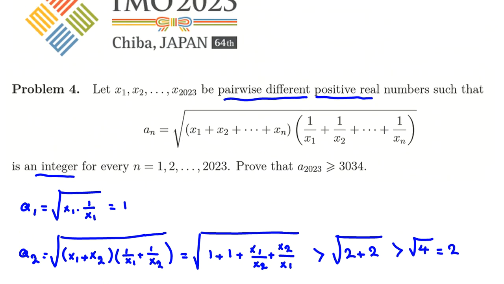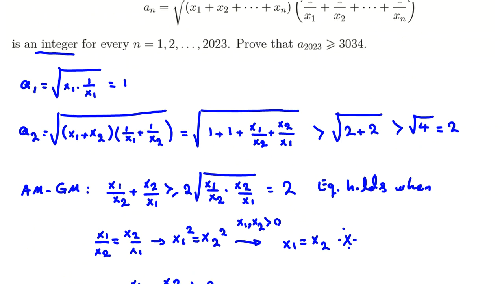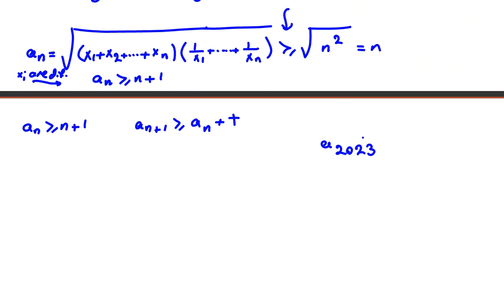If we check an, we proved n plus 1, and look here, in this form we can use a recursive sequence because we have x1 to xn minus 1. So we can say, for example, an plus 1 is at least an plus 1. But I want to find, for example, an plus t, suppose. For which t can we prove that a2023 is at least 3034?